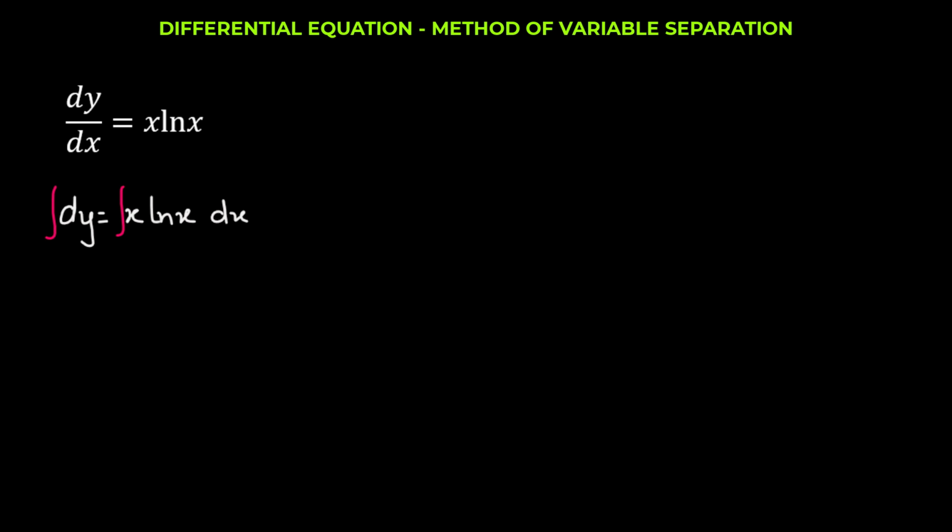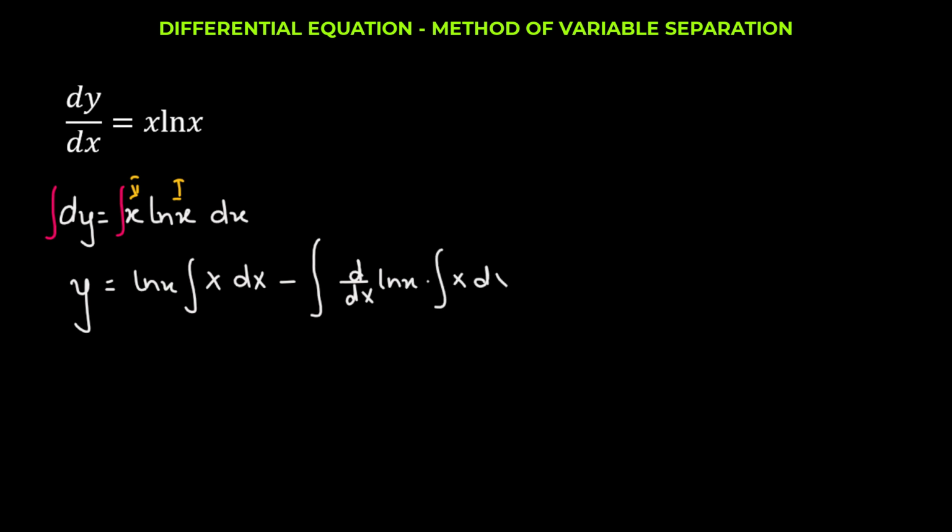Now the integral on the right hand side is a product of two functions, x times natural log of x. So here we need to integrate it by parts. So let's consider the natural log of x as the first function and x as the second function. So y will be equal to ln x multiplied by the integration of the second function x dx minus the integration of the derivative of the first function, that is log of x, multiplied by the integration of the second function x dx, whole integrated with respect to x.